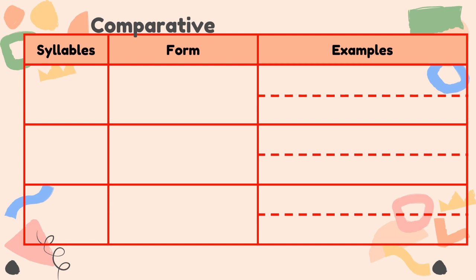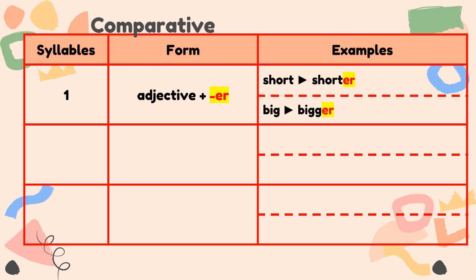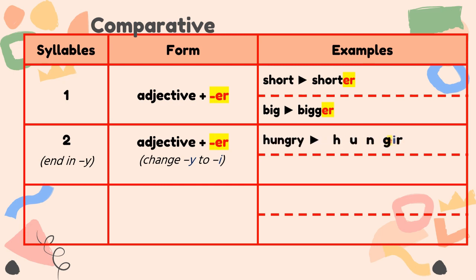Now, let us look at this table. For one-syllable adjectives, we add ER to the adjective. For example, short becomes shorter. If the adjective ends in a consonant, vowel, consonant pattern, we double the final consonant before adding ER. For example, big becomes bigger. For two-syllable adjectives that end in Y, we change Y to I and add ER. For example, hungry becomes hungrier, noisy becomes noisier.